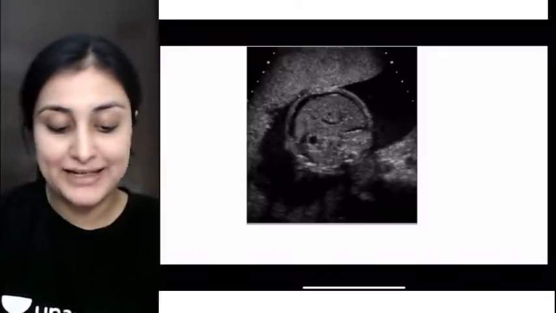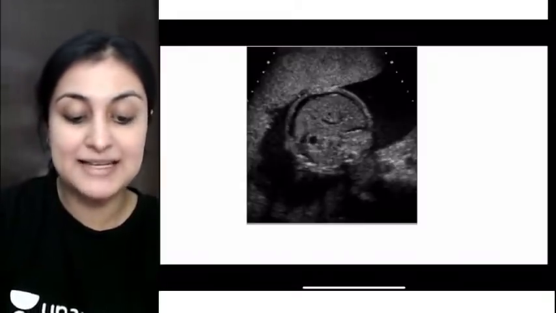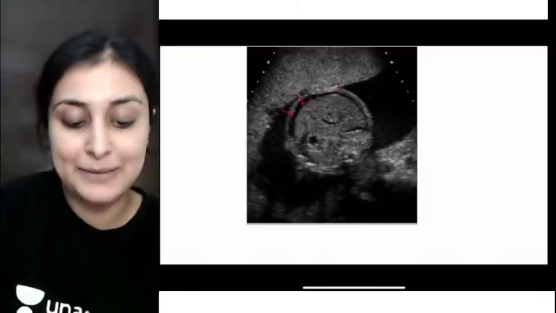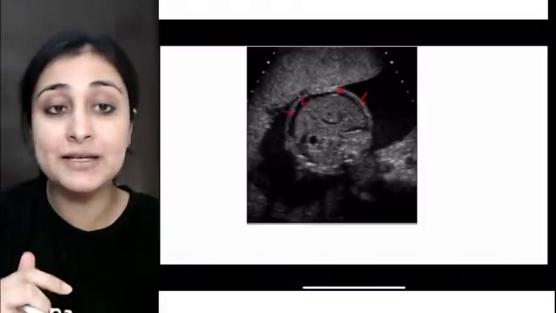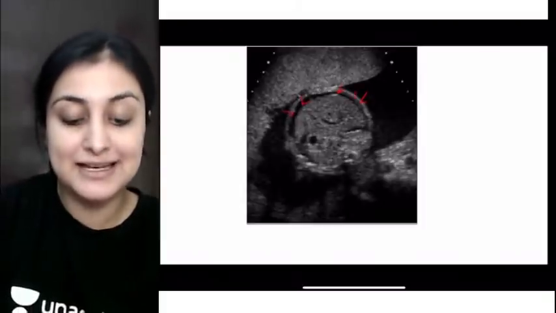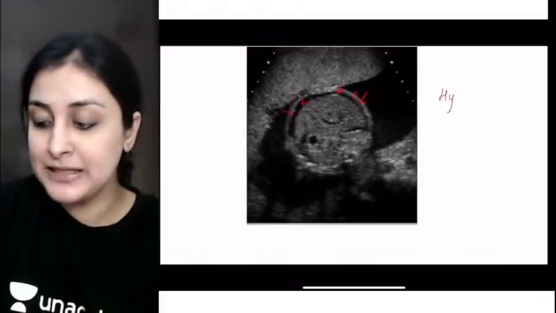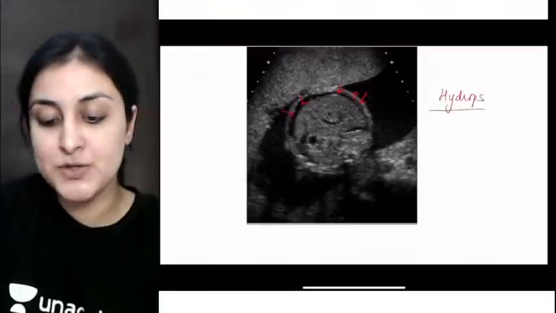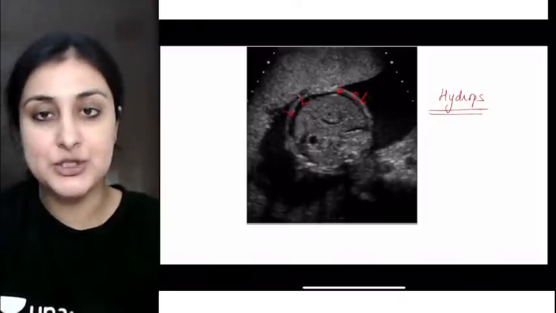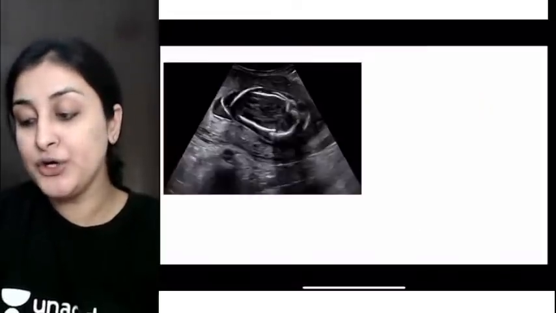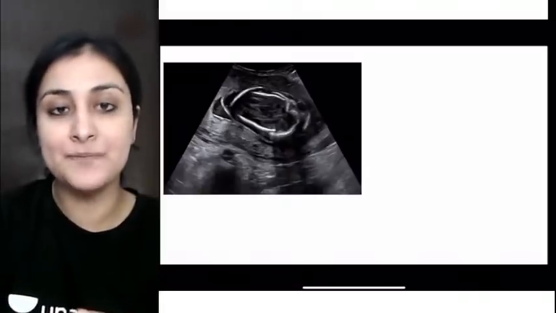So these are the anomaly scans. Just one more finding that I want to show you here. This is the abdomen and here you see black fluid, right? So whenever there is fluid within the baby, ascites plus skin edema, what does this mean? This means hydrops. Okay, so hydrops also can be detected antenatally. They may not ask you this. But if you do not do anything about hydrops, then what will happen?